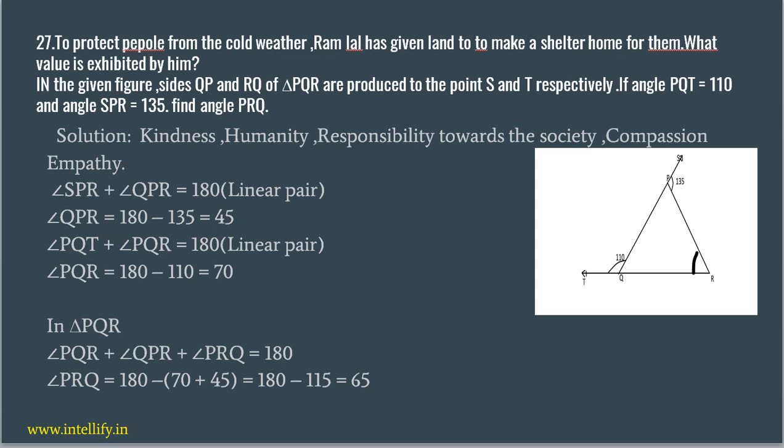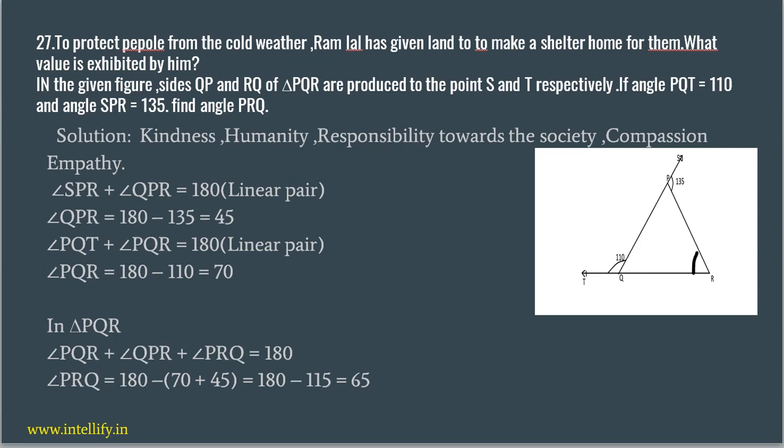Now, from this figure we can conclude SPR plus QPR equals 180 degree. This angle plus this angle is 180 degree because they are on a straight line, linear pair angles. So solving for this, we have the value of angle SPR, which is 135. We'll get angle QPR equals 45. Similarly, we have angle PQT plus PQR equals 180 degree, by linear pair. And we have been given angle PQT, which is 110. We'll get the value of angle PQR, which is 70 degree.